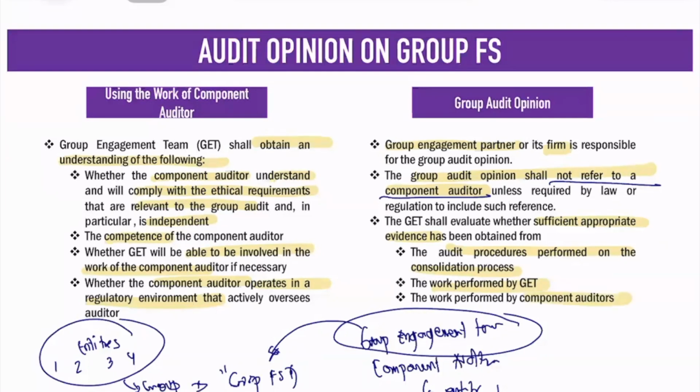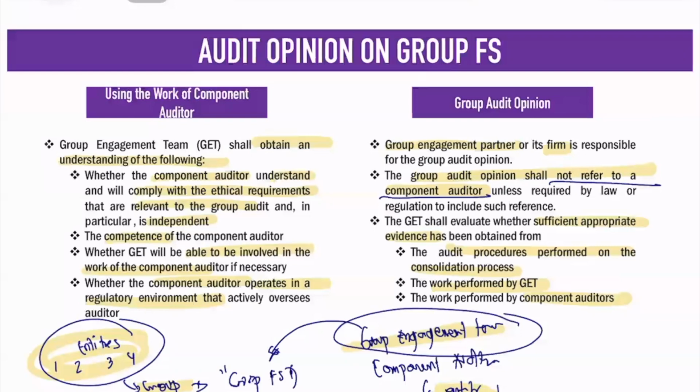Why? Again, we will consolidate the different entities into a group FS. And the one responsible here is the group engagement team. Just remember that for each entity, we have a component auditor. You just determine whether the component auditor is really competent and, if ever, still independent. And on your audit opinion, once you consolidate now, you just provide, if ever there were proper, sufficient, appropriate evidence as to the work performed by the component auditor and the group engagement team in the consolidation of the whole group FS. So that is what is to be considered in the group audit opinion.